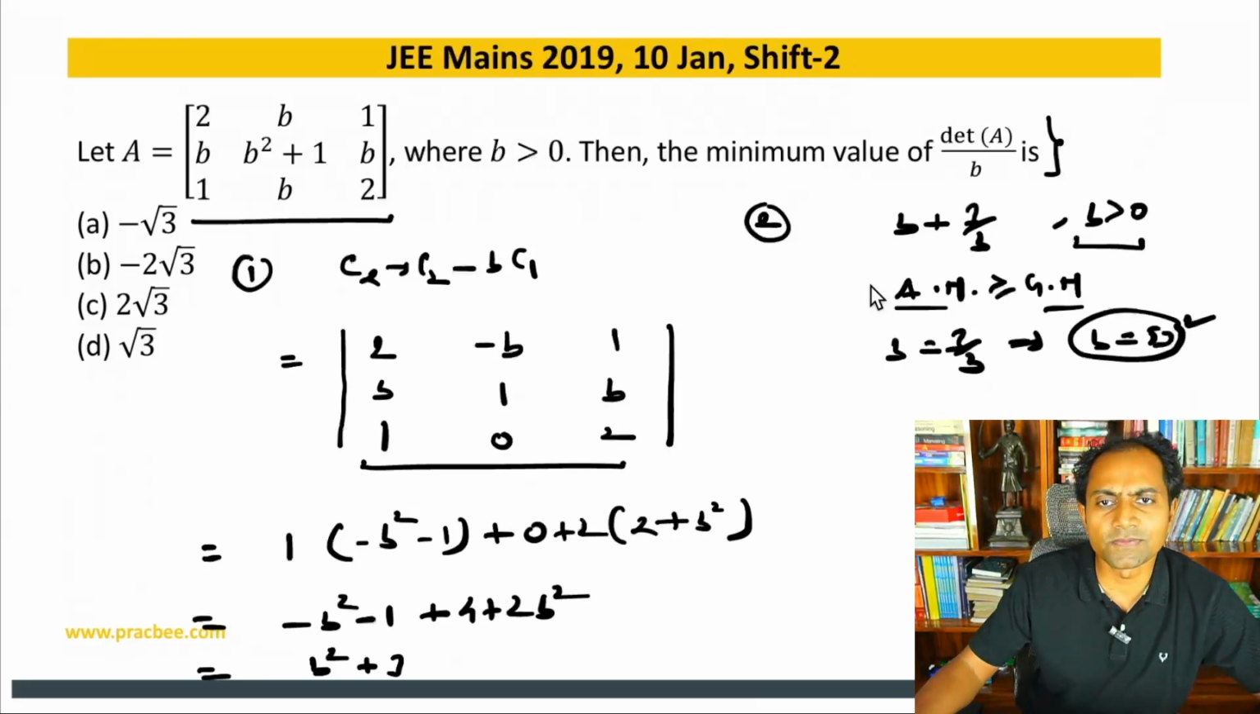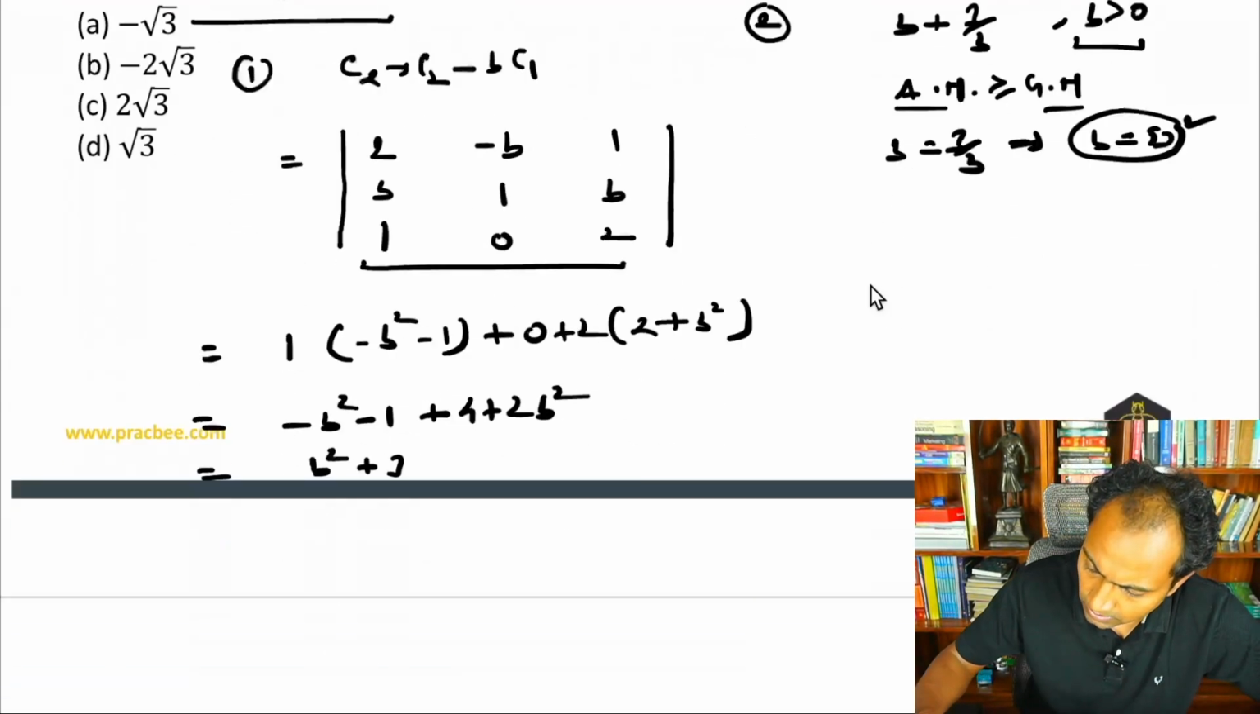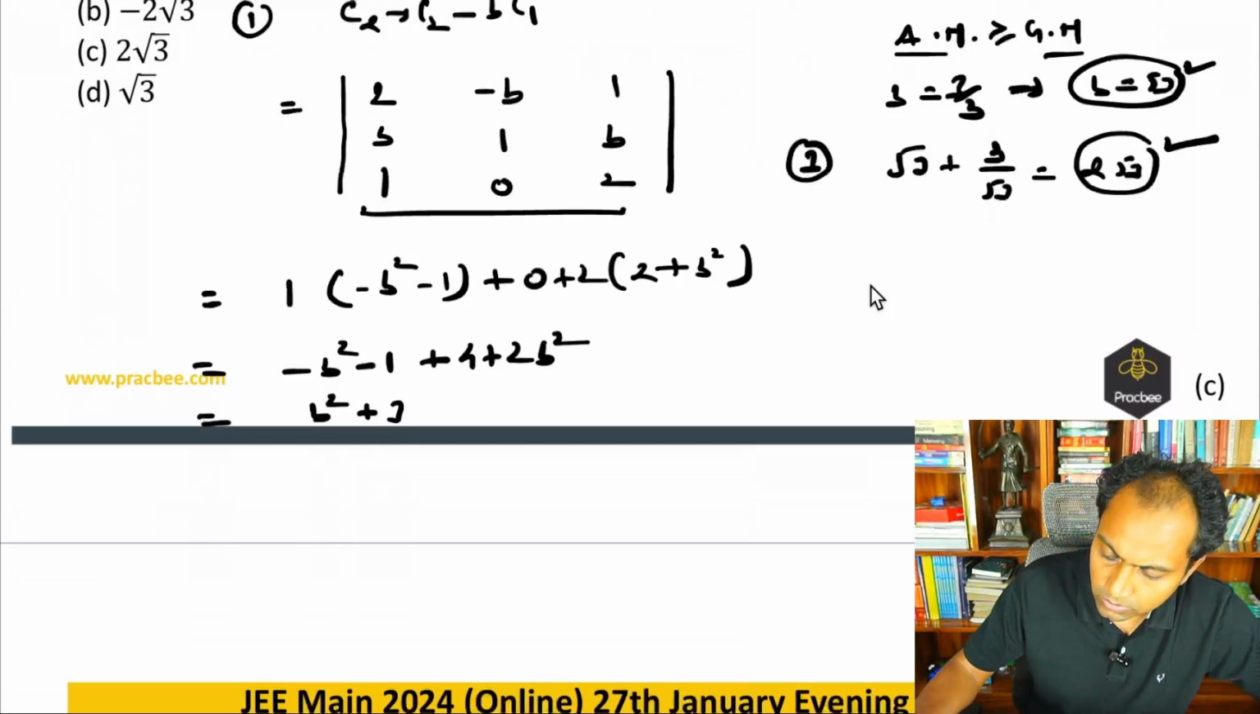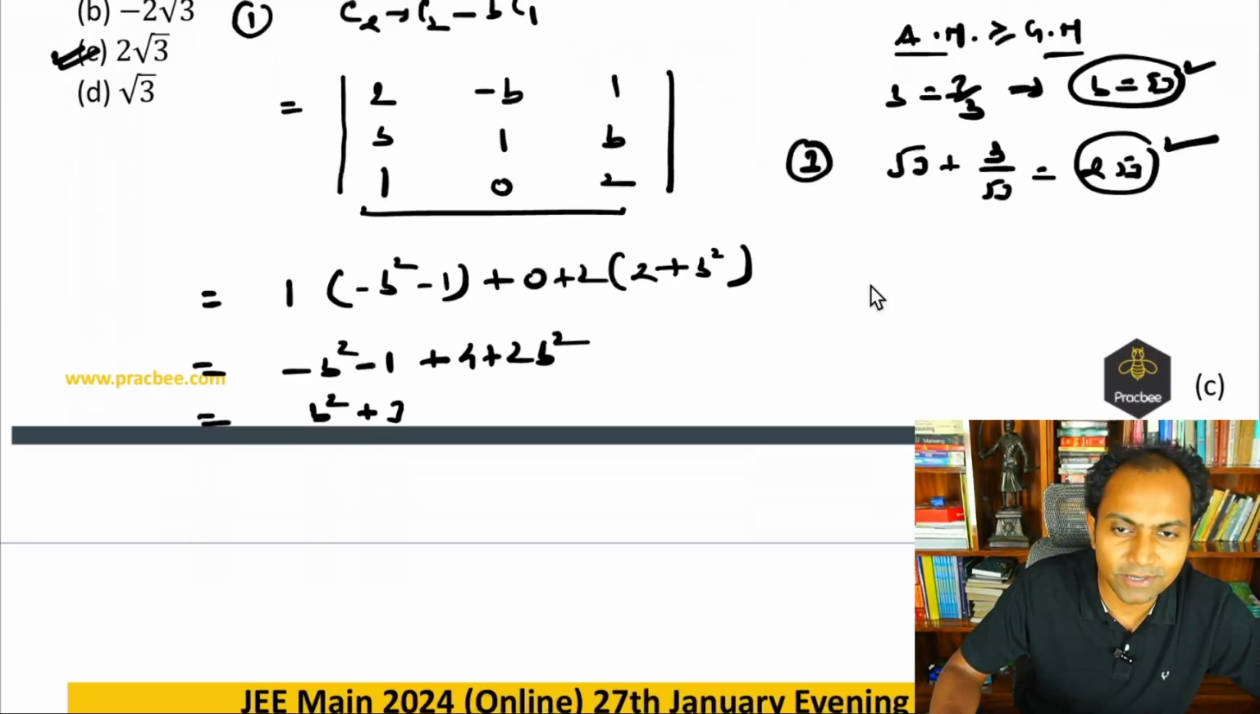Once you have got this value, the minimum value will become root 3 for the first term, 3 by root 3 for the second, and the answer to this becomes 2 times root 3. You can see that option C matches the description.